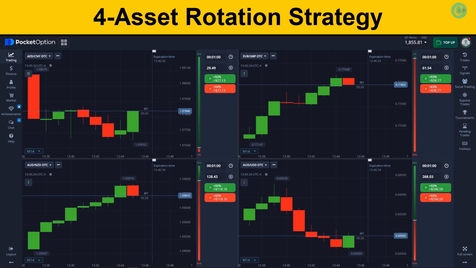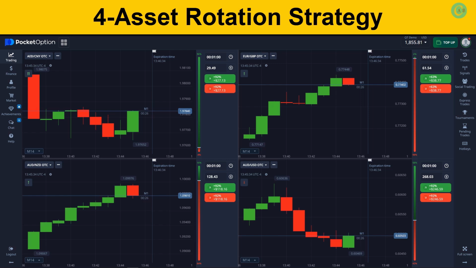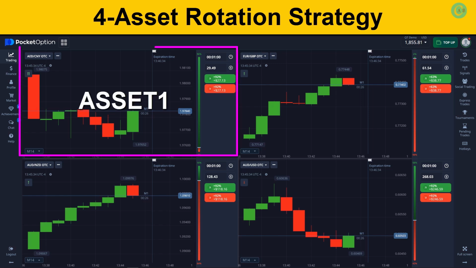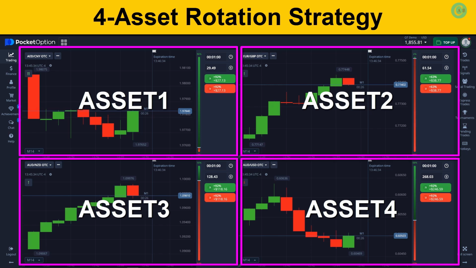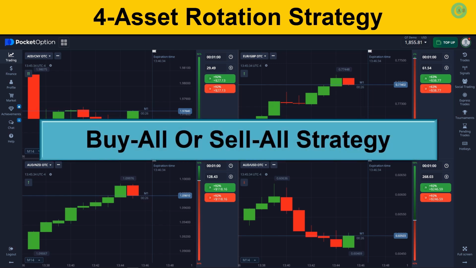The 4-asset rotation concept is a simple yet effective idea. It involves trading 4 different assets using the martingale strategy. This means you will trade consecutively, starting with the first asset and rotating through all 4. As for the specific approach to take with your trades, there are many strategies you can use. In today's video, I'll focus on one of them, which is the buy all or sell all, which I'll explain shortly on the trading platform.